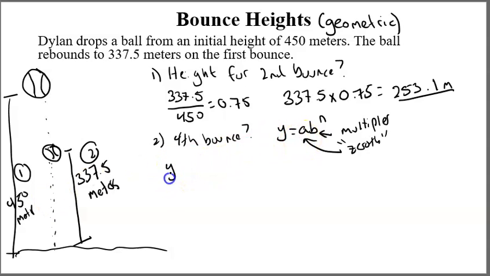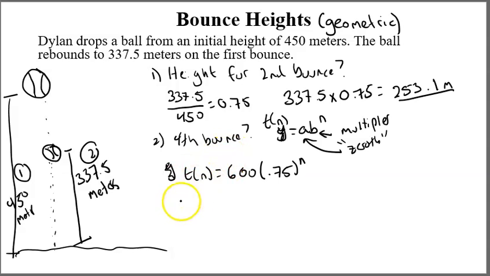So I have an equation. We don't use y, we use t of n, I'm sorry. So t of n is going to be equal to 600 times 0.75 to the n. And n is the number of the bounces.